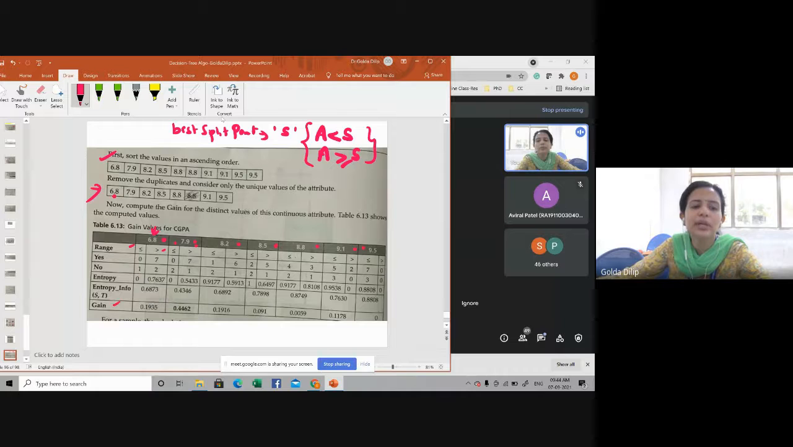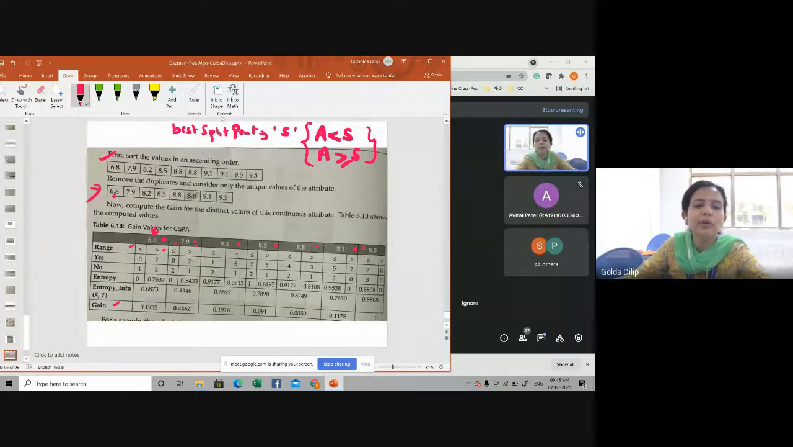You compute the gain ratio for each of these distinct values. I'm doing this for the attribute called CGPA. So for which value of CGPA is the gain maximum? That will be chosen as your best split point, or the threshold point.